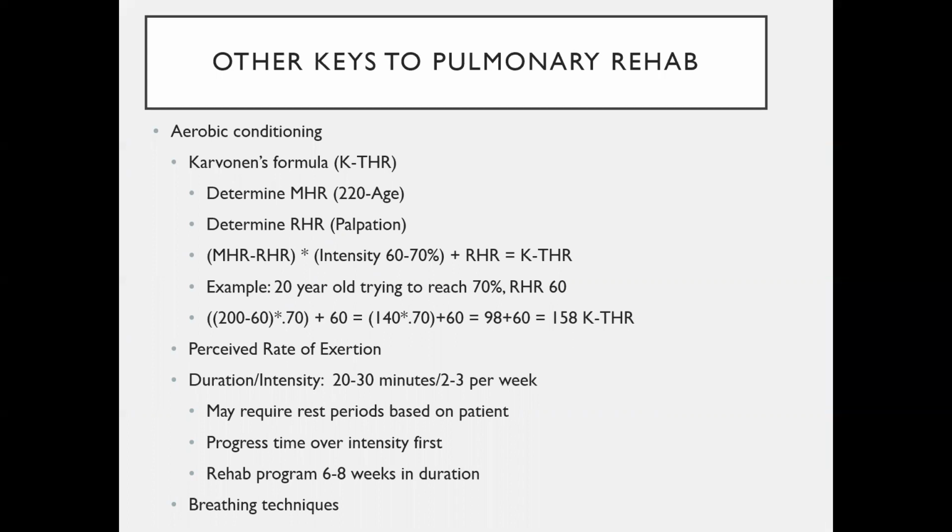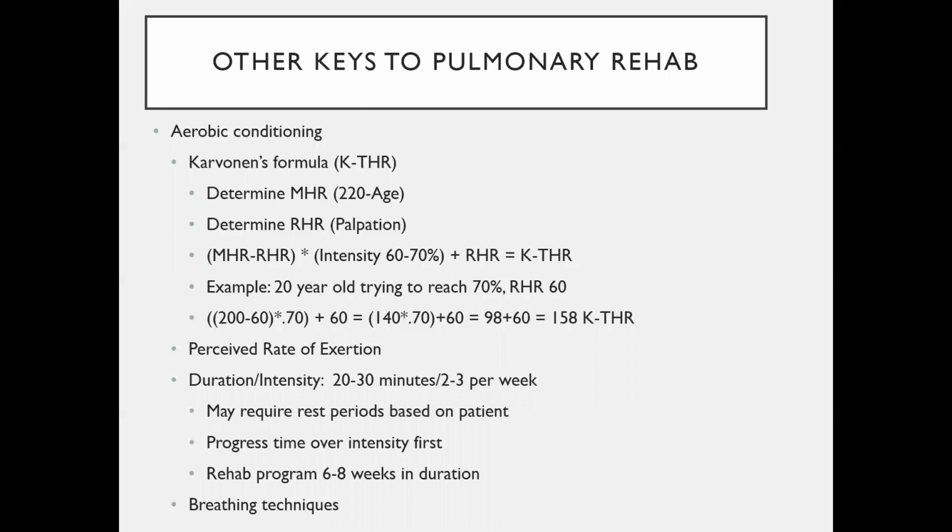Karvonen's formula is for the target heart rate, THR. Determine your maximum heart rate and resting heart rate, and then you subtract resting heart rate from maximum heart rate, times the intensity, plus the resting heart rate gives you the target heart rate. For example, here's a nice example of it. That is a lot better for patients that have a high resting heart rate or a patient that's in heart failure.